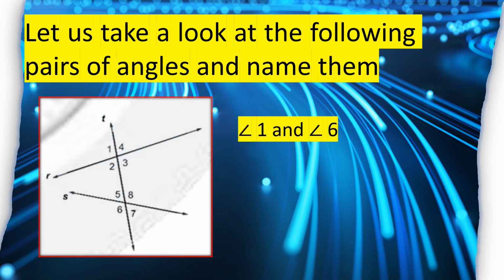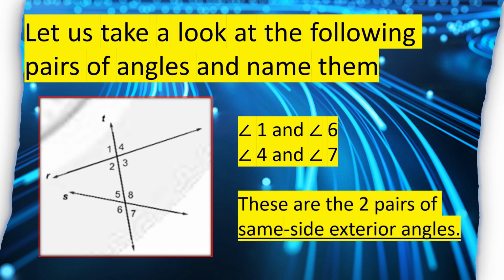Let us have angle 1 and angle 6, angle 4 and angle 7. These are the two pairs of same side exterior angles. Same side exterior angles are angles found outside the two lines and located on the same side of the transversal. Angle 1 and angle 6 are both on the left side of the transversal line, located outside the two lines being intersected. Also, angle 4 and angle 7 are both on the right side of the transversal line, located outside the two lines being intersected.